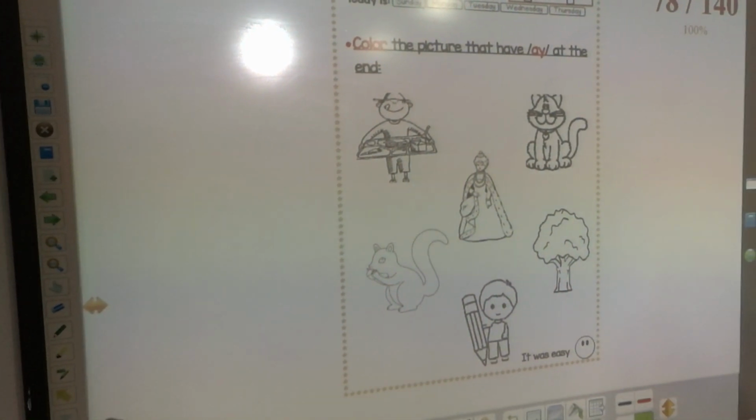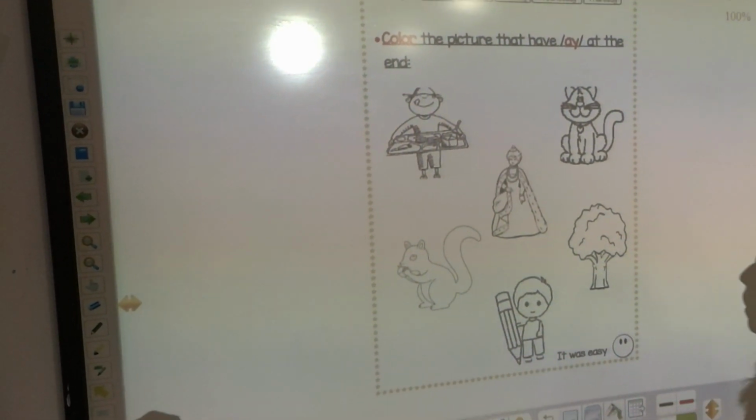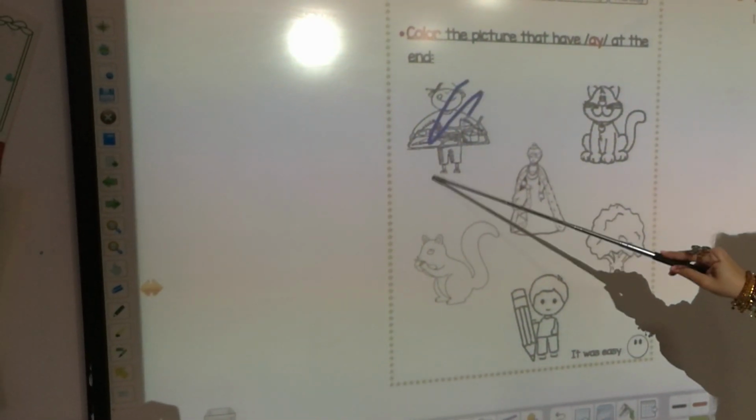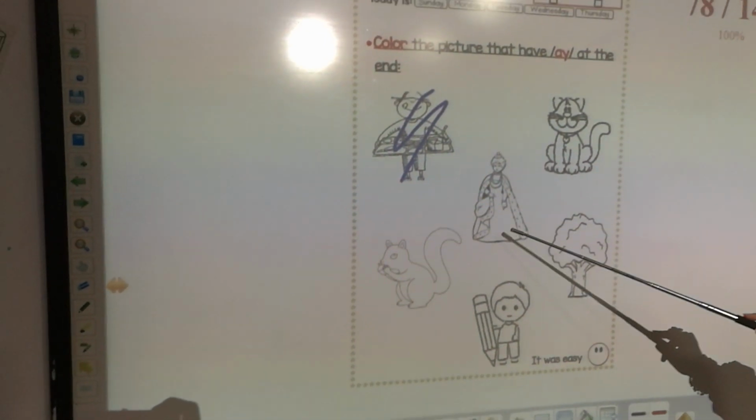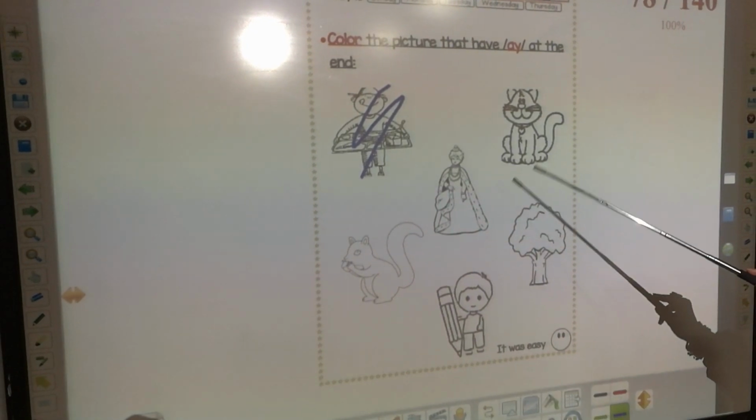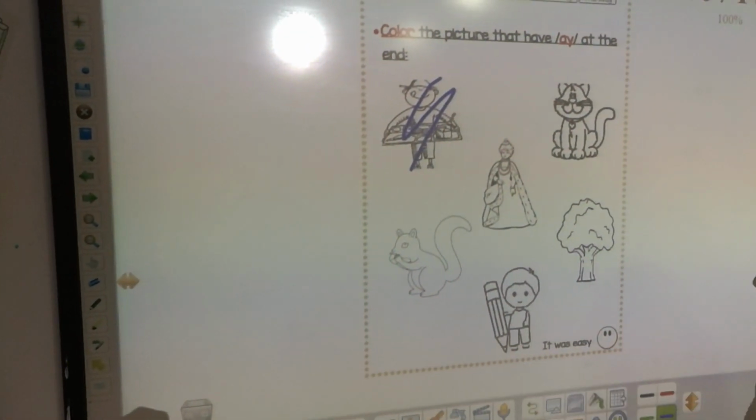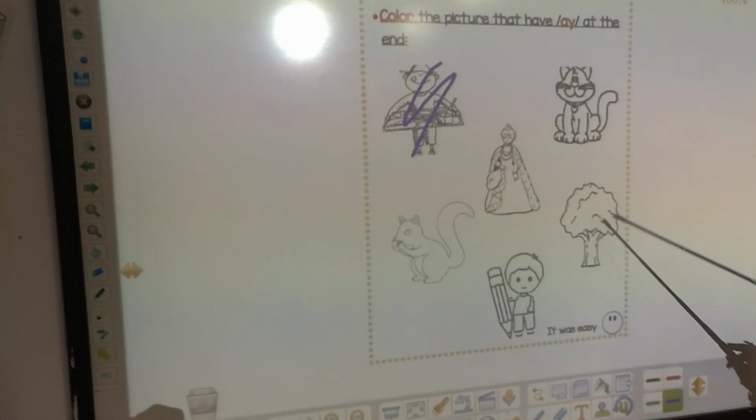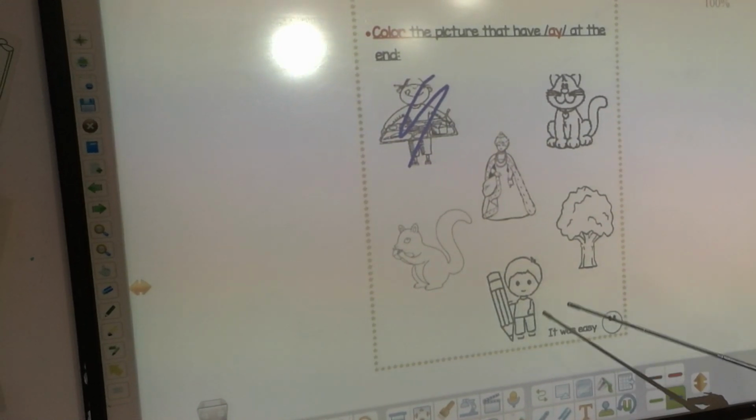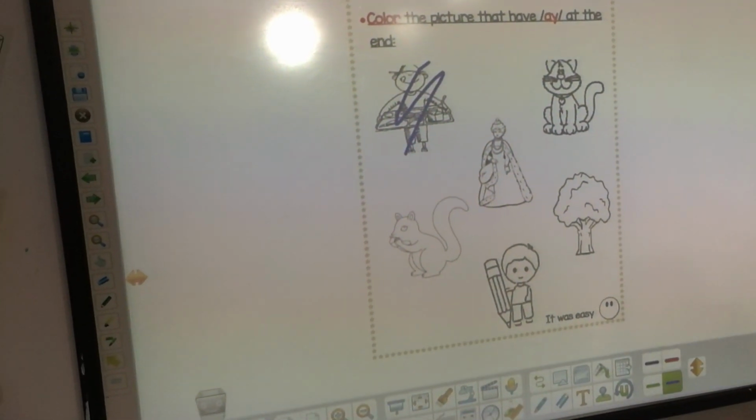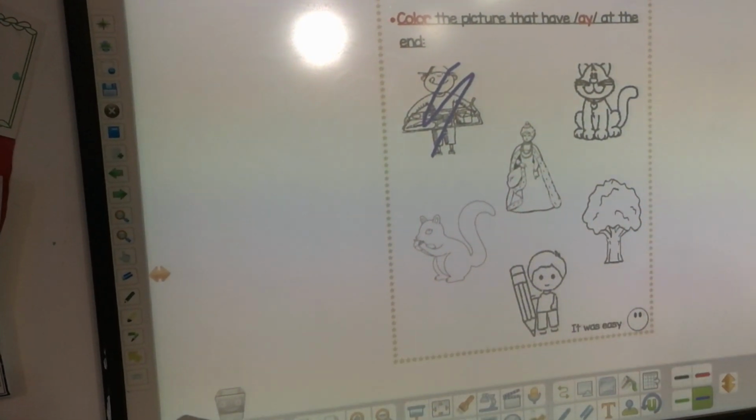The next page also is homework. You are going to color the pictures that have ai at the end. This is tray, tray. Tray ends with ai. You are going to color tray. Cat doesn't end with ai, so leave it, don't color it. Queen doesn't have ai at the end, so you're going to leave it. Squirrel ends with l, leave it and don't color it, it doesn't end with ai. Tree doesn't have ai at the end, so leave it. Boy, b-oy, it ends with oy, so we're not going to color it because it ends with oy, not ai. So in this picture, you're going only to color the picture tray.